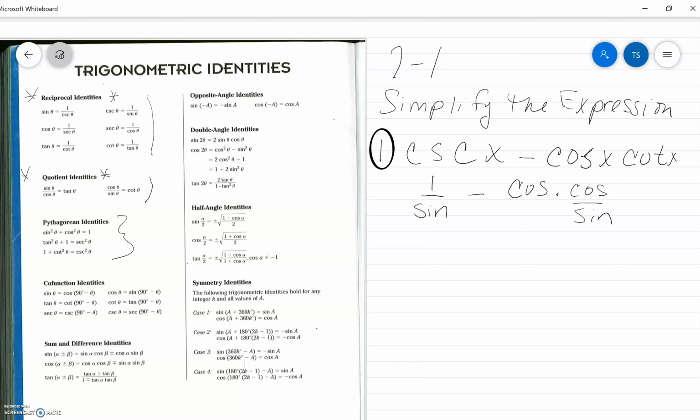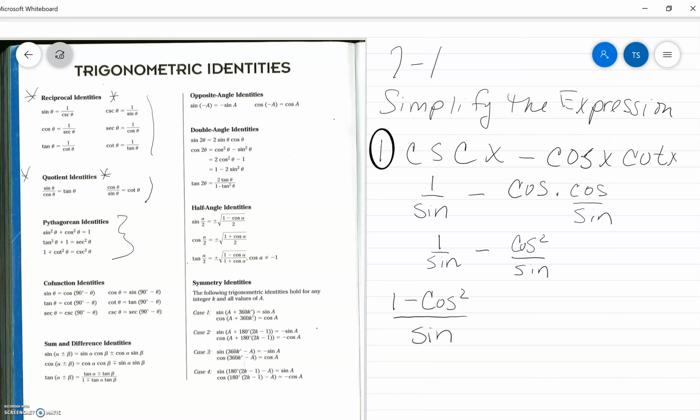At this point, I'm like, ooh, I see something I might be able to do. I've got 1 over sine minus cosine times cosine is cosine squared over sine. And then I see, oh, they're fractions. They have a common denominator. I can write it as a single fraction. So this is 1 minus cosine squared over sine. At this point, I'm going, all right, now what do I see? I see squared things. Anytime I see something squared, so I've got this cosine squared, I'm going to go to my Pythagorean identities.